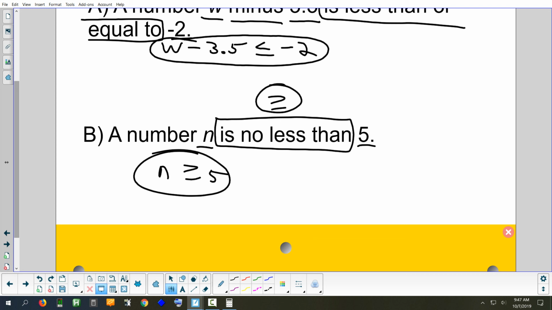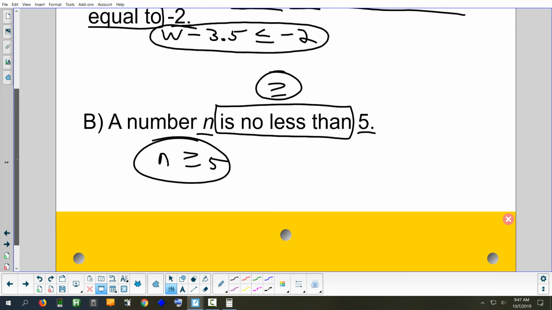No. If you're going to solve this, there's the answer. That means the number is greater than or equal to 5. It's not like the one above it, where there was a number near the letter. Okay? There's no number on the same side as the letter. There'd be nothing to solve.